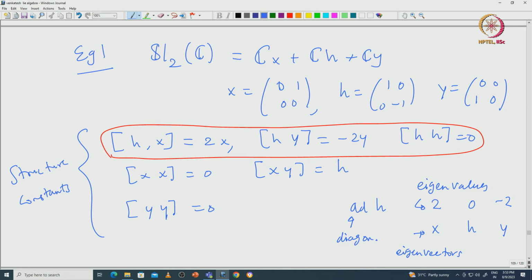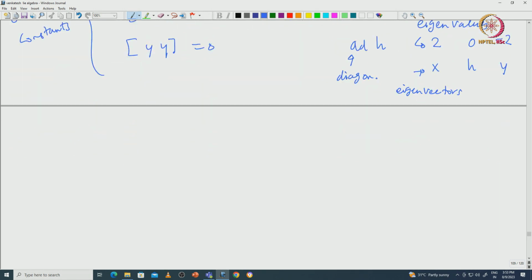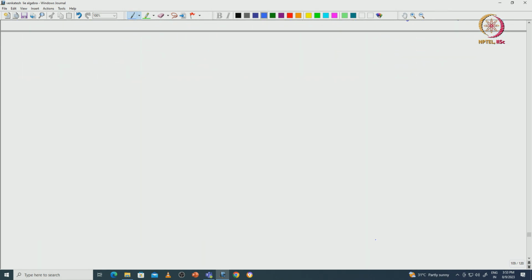Now let us see some structure of this SL2C as a Lie algebra. We can prove that this is indeed a simple Lie algebra. This is the very first example of a simple Lie algebra that we are seeing. So, claim: SL2C is a simple Lie algebra over the complex numbers. How do we prove it?